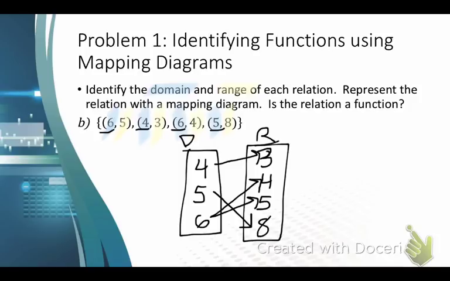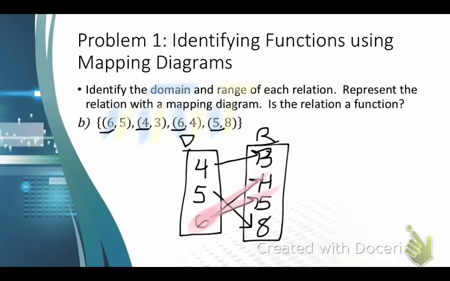But something that I have now that is different than in part A: in this one, I have 2 values that are paired with a domain of 6. Because of that, this domain does not have one range value. This domain of 6 has 2 range values, and that means that it is not a function.